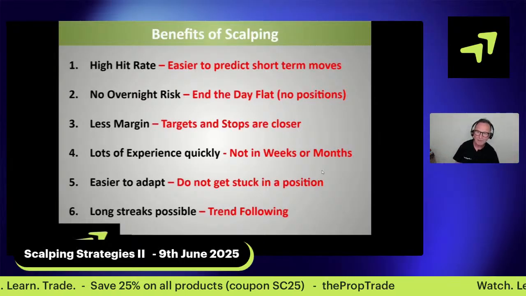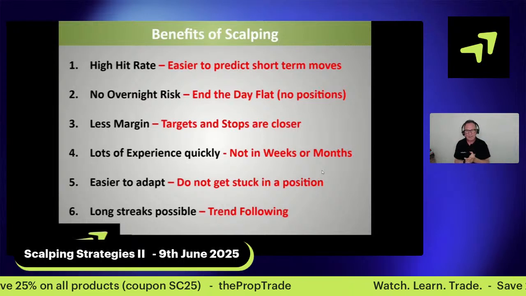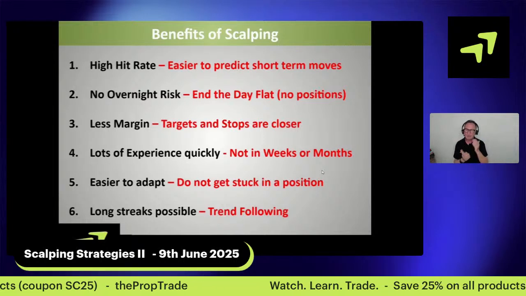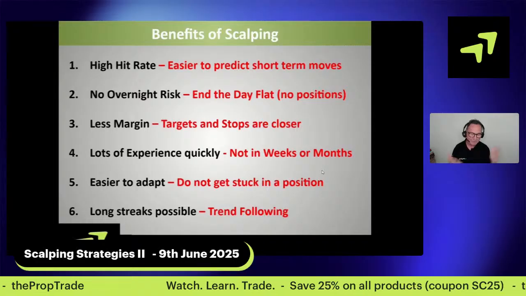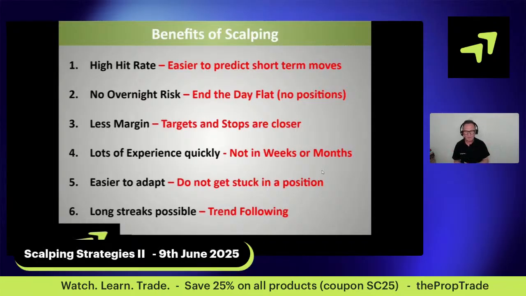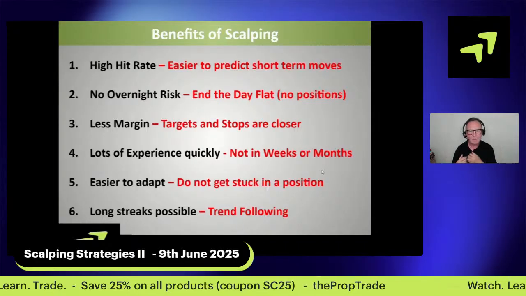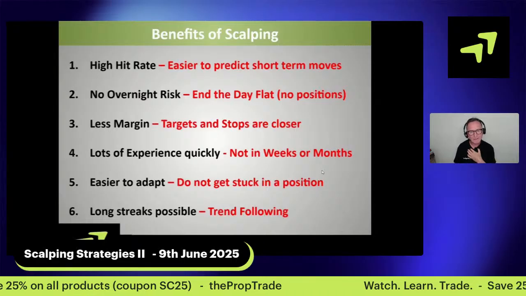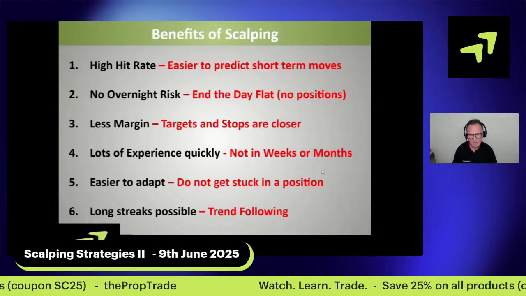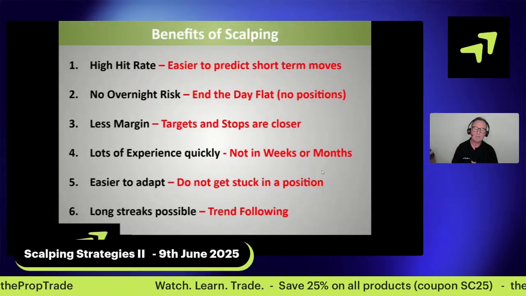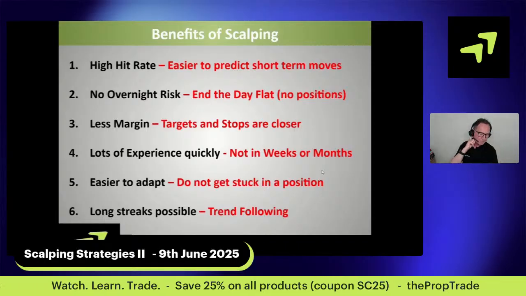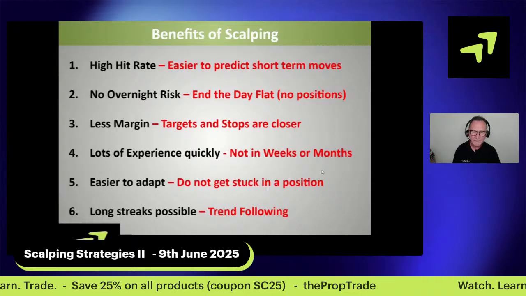They feel much higher. Benefits quickly. You get a high hit rate. There's no overnight risk because you're out of the positions. You're not worrying about things overnight. You're using a lot less margin than you are on bigger sized positions, because your targets and your stops are much closer. You get lots of real trades with real markets on with real feeds much more quickly.